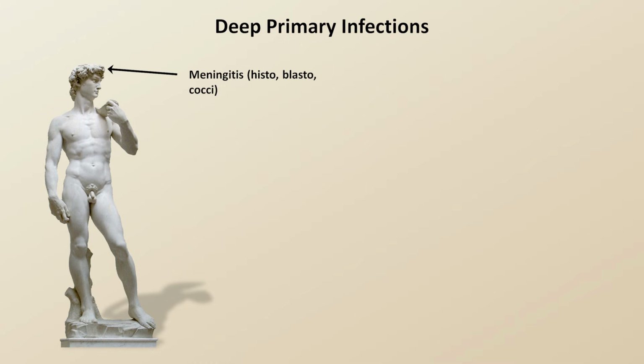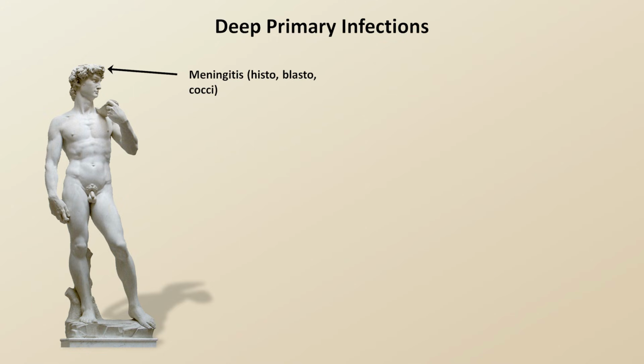CNS involvement from histoplasmosis and blastomycosis usually occurs in the setting of otherwise evident disseminated infection, while meningitis secondary to coccidioidomycosis can occur in the absence of pulmonary symptoms. This form of cocci infection is particularly challenging to diagnose as its presentation is very gradual, occurring over weeks to months, and the most common symptom is a very nonspecific headache.